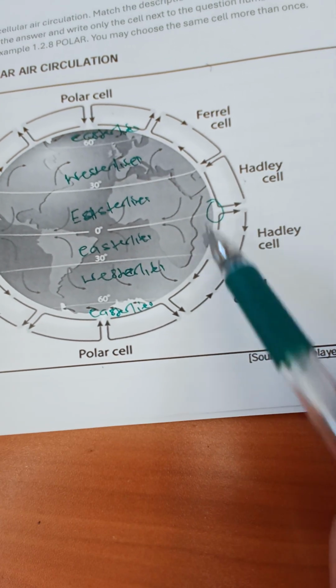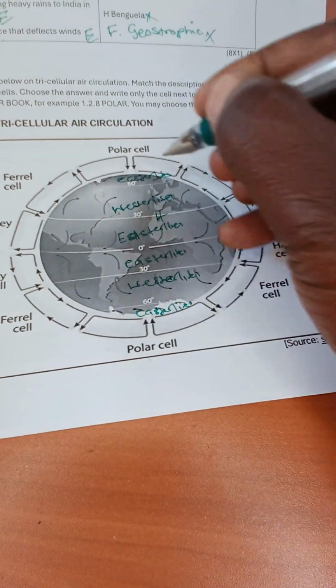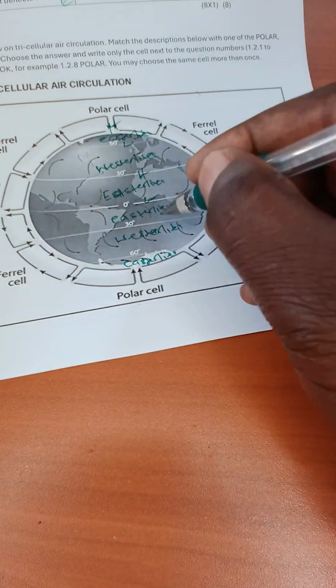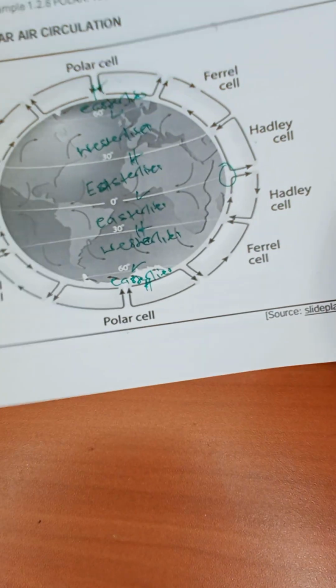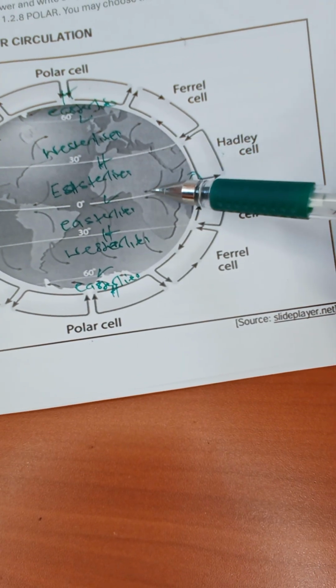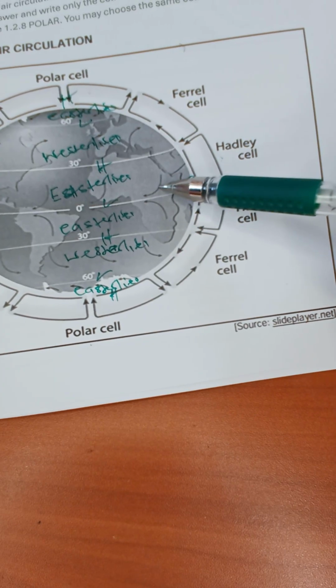So it's moving from this subtropical high, or let me just put, this is high pressure, this is low pressure, this is high pressure, this is low pressure, high pressure, low pressure, and high pressure. So it moves from here, blows towards the low pressure. This is warm air that we have here. What does it do?